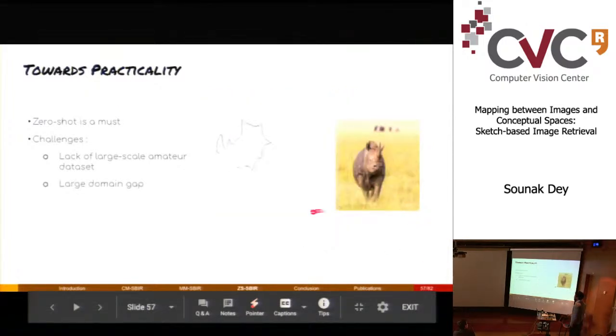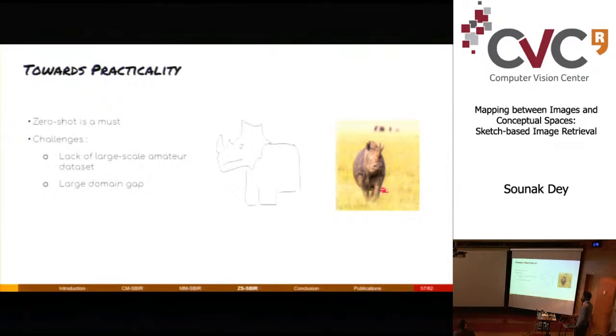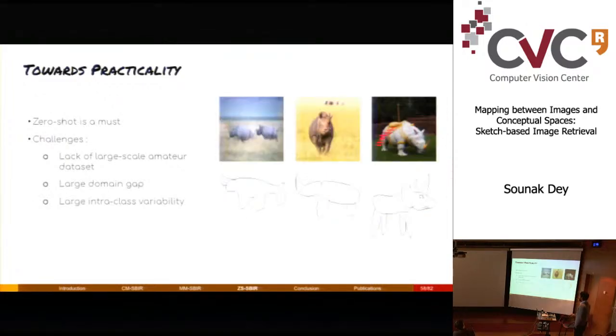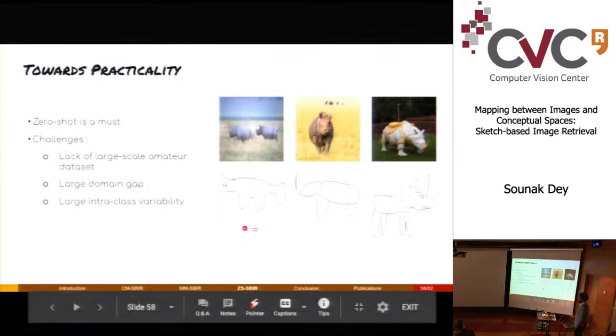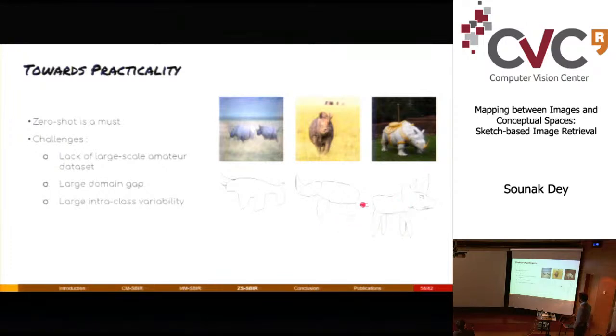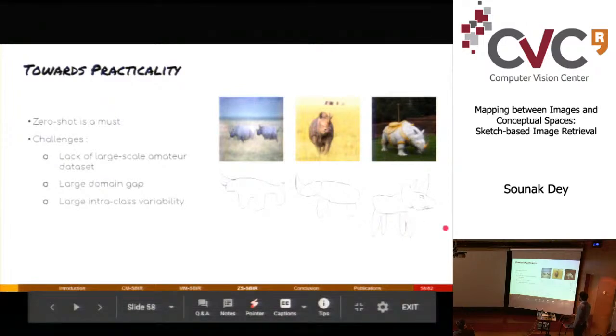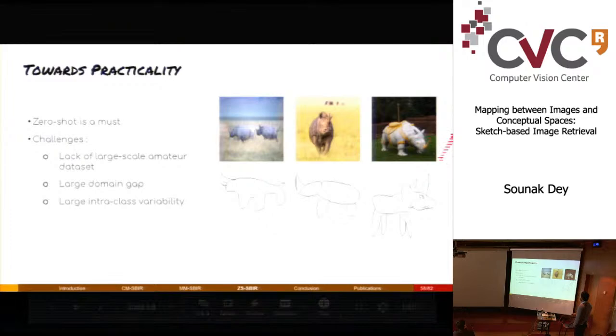And also, as you can see, there is a huge domain gap. What do you mean by domain gap? People are trying to draw a rhinoceros, and expecting the model to retrieve a dinosaur. So this amount of large domain gap needs to be handled also. And there is a lot of interclass variability, in the sense that people will draw sketches like this, where they expect a rhinoceros to be retrieved from a different point of view. If you see this, the point of view is different, and in this case also, the way of drawing a rhinoceros is quite weird.